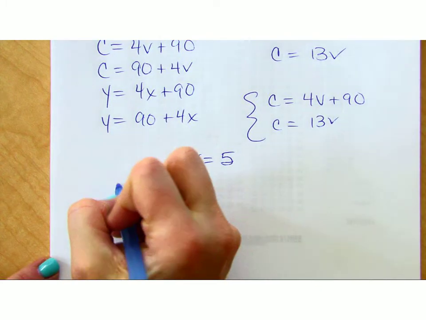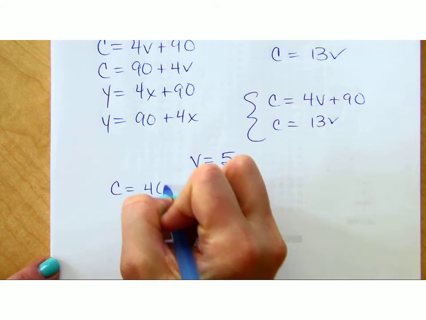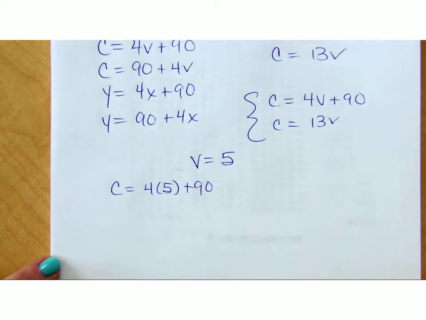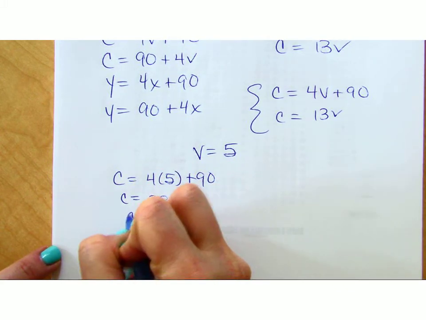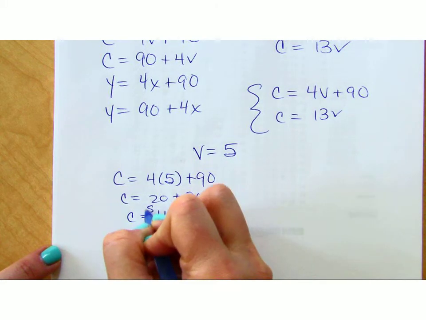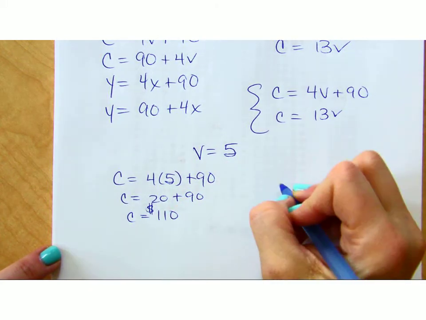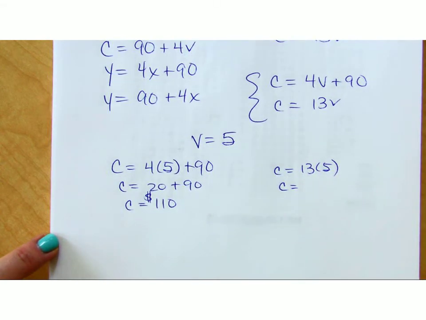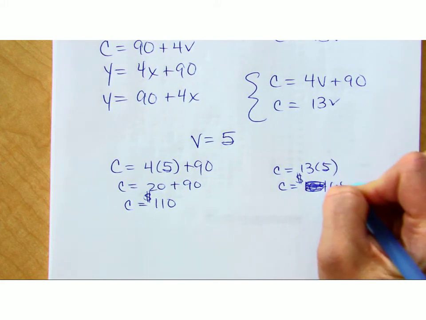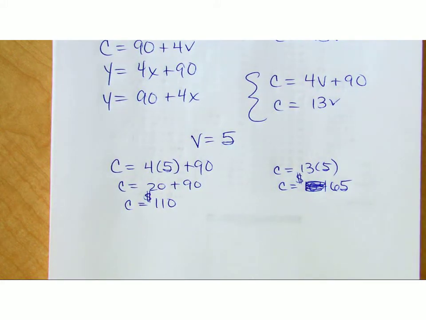So what would my cost be for 4 visits plus that whopping $90 season pass? Yeah, it's going to be $110. If I go 5 times at $13, still going to cost me $65. It's still a lot cheaper. So at 5 visits, option 2 is your best bet.